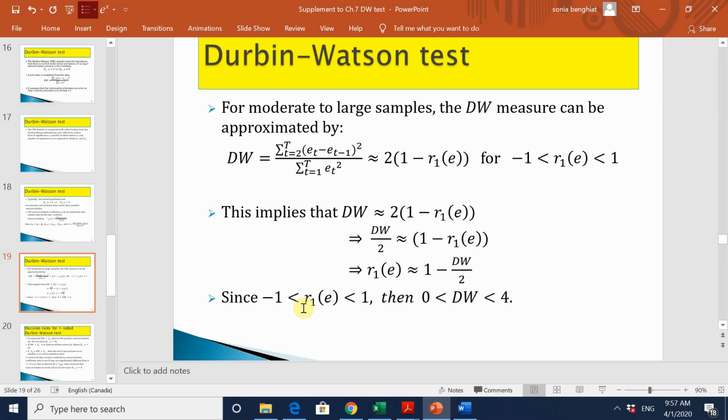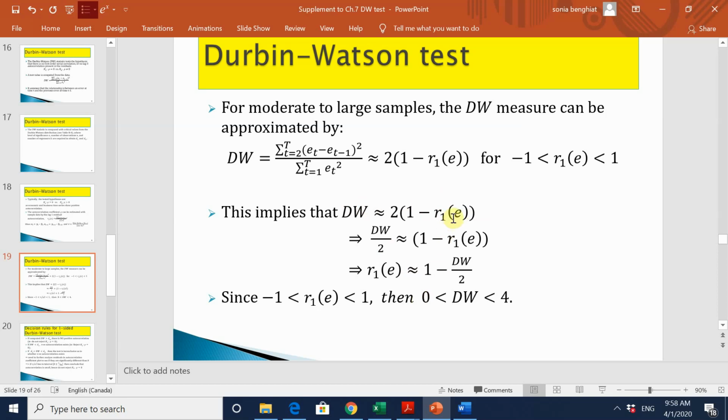Now, if we know that the correlation coefficient lies between -1 and +1, then we can deduce from that that the Durbin-Watson will lie between 0 and 4, right? Because when the correlation coefficient is equal to +1, we get 2 times 1 minus 1. That gives me 0 in the bracket. And so that tells me that my Durbin-Watson has a lowest value of 0, hence the 0 right here.